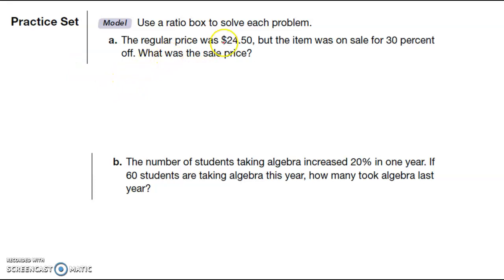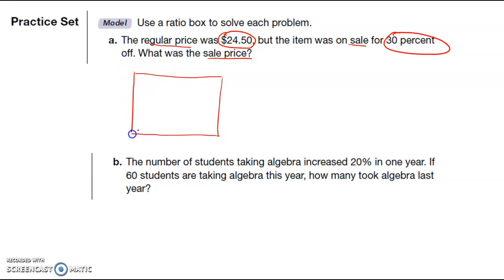Let's see. So the regular price was $24.50, but the item was on sale for 30%. What was the sale price? So we're going to start making these ratio boxes that have percent and change. And at the beginning, it's not going to be fun, but we will get there.